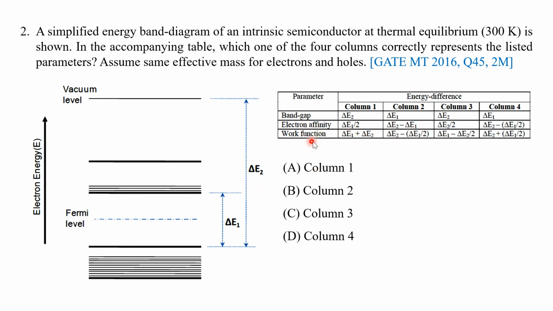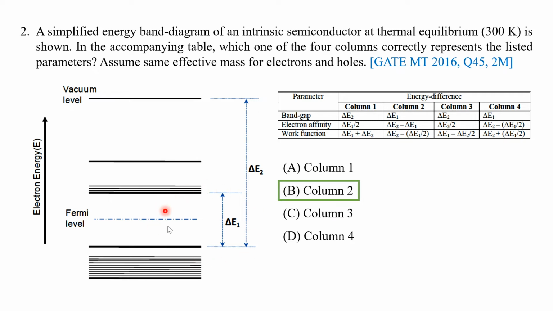And finally, we have work function. Work function we have defined as the energy between the Fermi level and vacuum level. Fermi level is located in between, therefore delta E1 by 2. Therefore, E2 minus delta E1 by 2 is our work function. I hope it's clear for all of you, and therefore our answer to this question will be column 2.